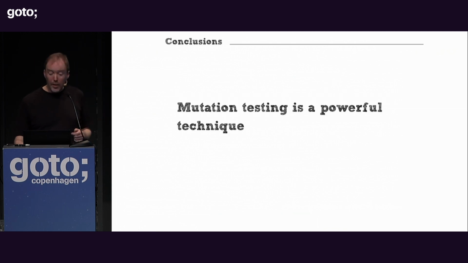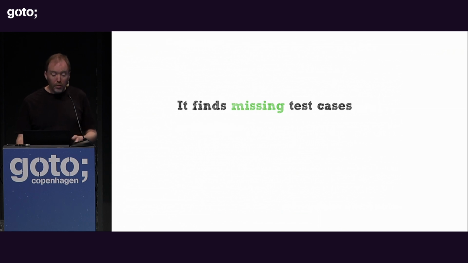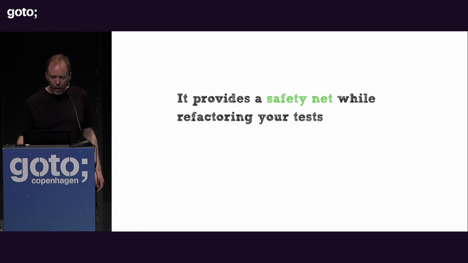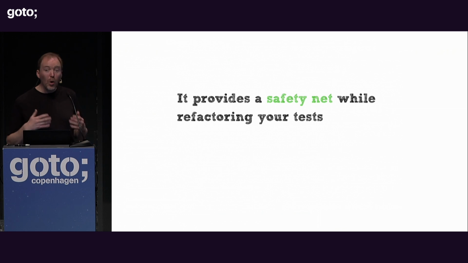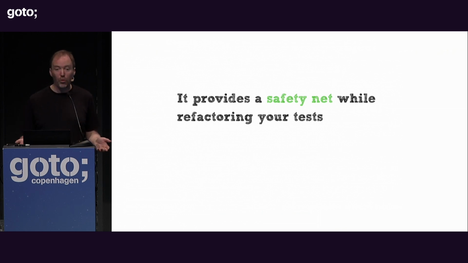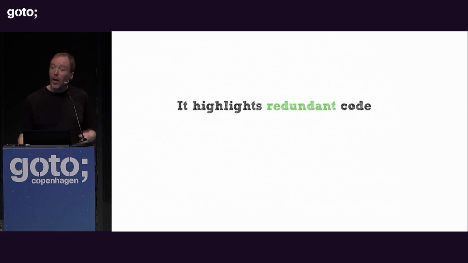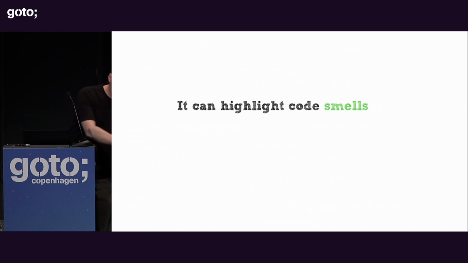So this is a powerful technique. It finds missing test cases. It finds buggy tests. And it gives a safety net for when you're refactoring your tests. And as I say again, it's the only thing out there which can do this. If you're not mutation testing, you're basically guessing if you've broken your tests when you refactor them. We've seen it highlights redundant code. And it can highlight code smells, as we've seen, with the equivalent mutants.